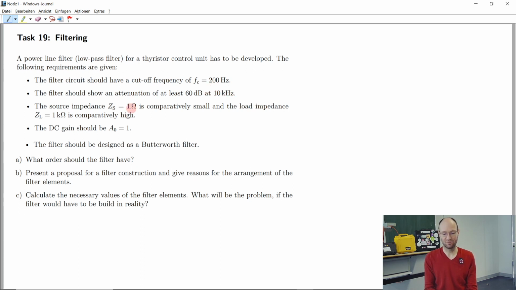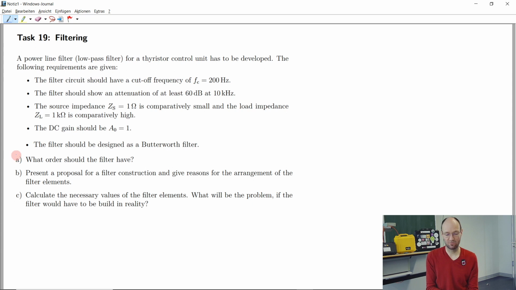And then the source impedance is 1 ohm. It's quite small as usual for energy systems, because there you don't want to have high source resistance because it would lower the efficiency. And the load impedance is rather high because it might be, let's say, something ohmic inductive. And so then at high frequencies we might have some higher impedance there, but at the end it's just a value and we need to assume something. But let's say this is rather high. The DC gain should be 1, and as mentioned before, it should be a Butterworth filter.